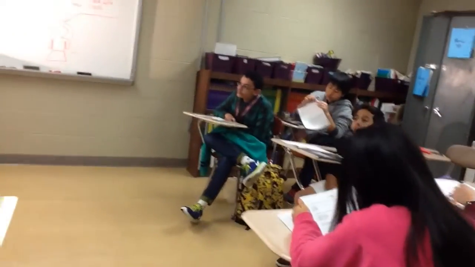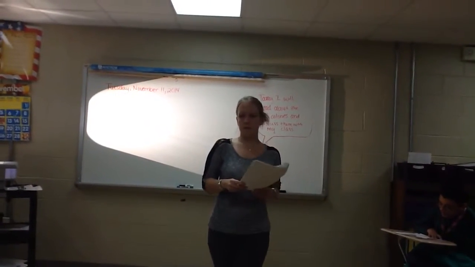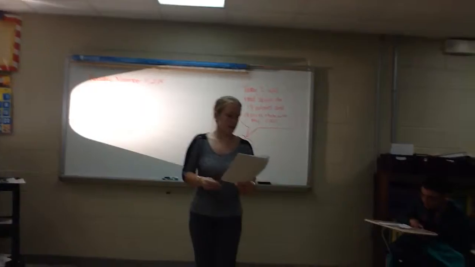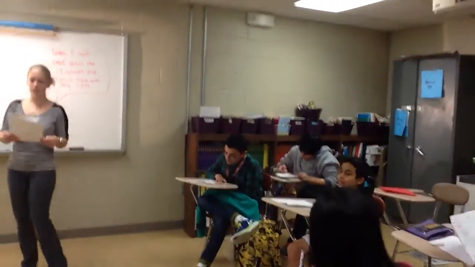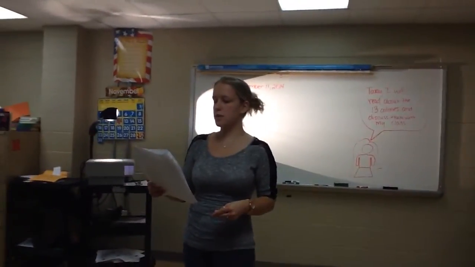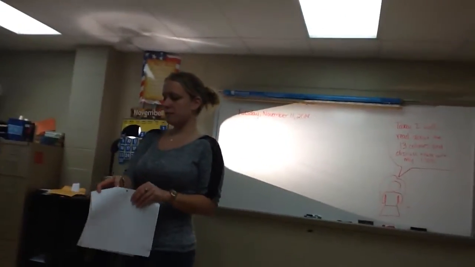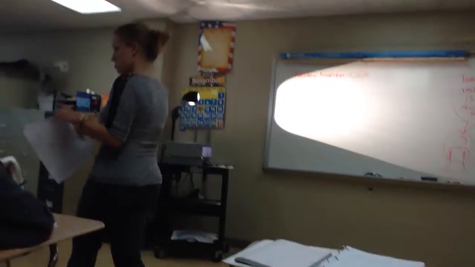Number seven, William Penn signed a peace treaty with the Indians for how many years? 70 years. What letter is that? D. And number eight, what two things were the southern colonies famous for growing? C, tobacco and rice. Good. Work on numbers 9 and 10 if you haven't already. D.C. Washington, D.C.